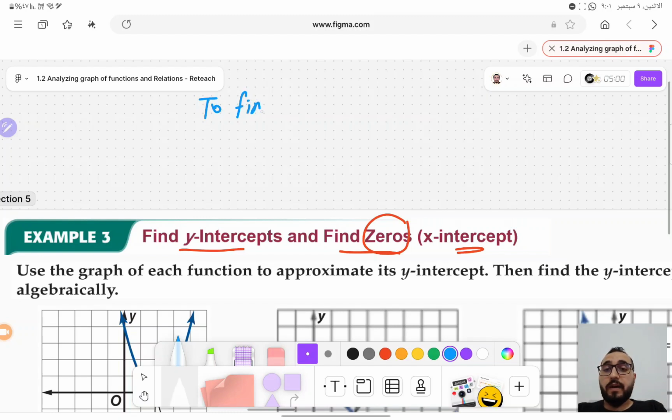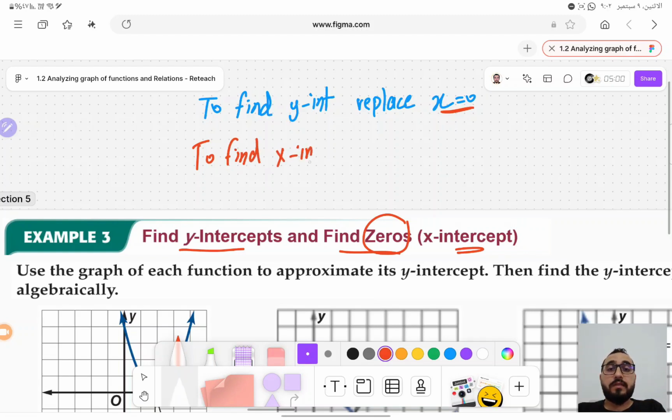To find the y-intercept, replace x equal 0. If you need to find y, put every x equal 0. Now, to find the x-intercept, replace y equal 0. So you have to replace every y with 0.